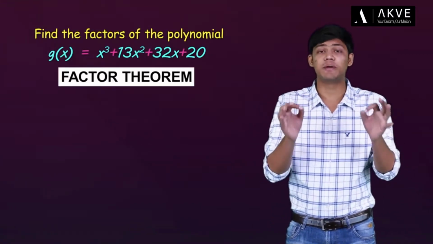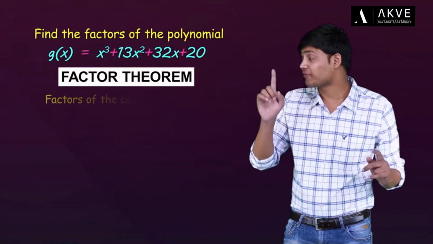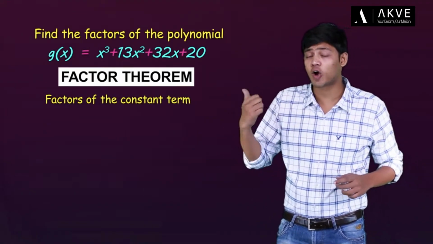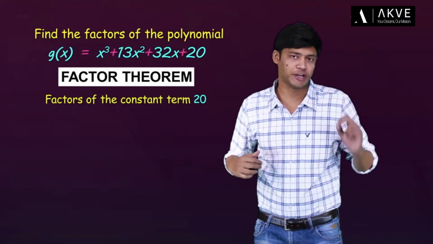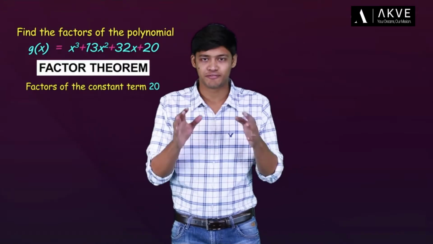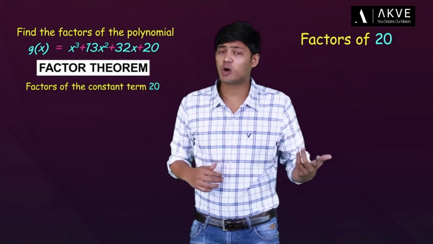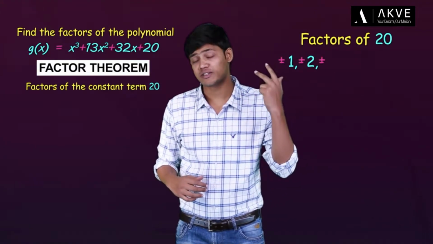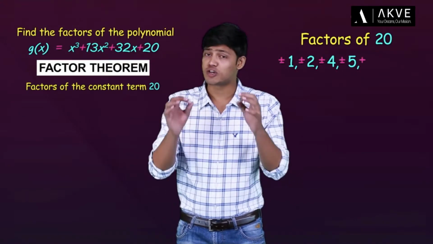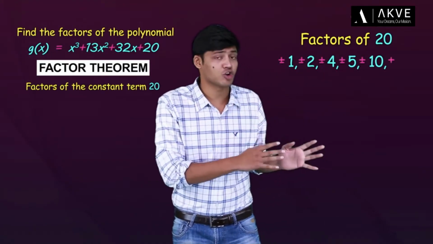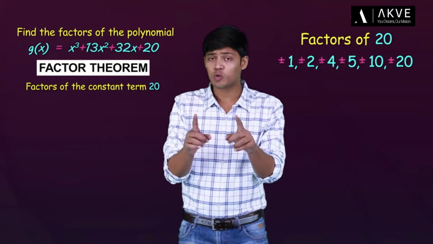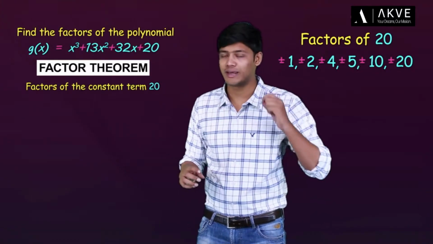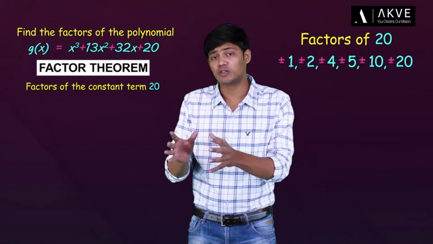The first step in finding the factors is to find the factors of the constant term. Here we can clearly see that the constant term of this polynomial is 20. So we have to find the factors of 20. Now the factors of 20 are plus or minus 1, plus or minus 2, plus or minus 4, plus or minus 5, plus or minus 10 and finally plus or minus 20. Now the next step is to substitute each of these values in the polynomial and see whether it equals 0 or not.